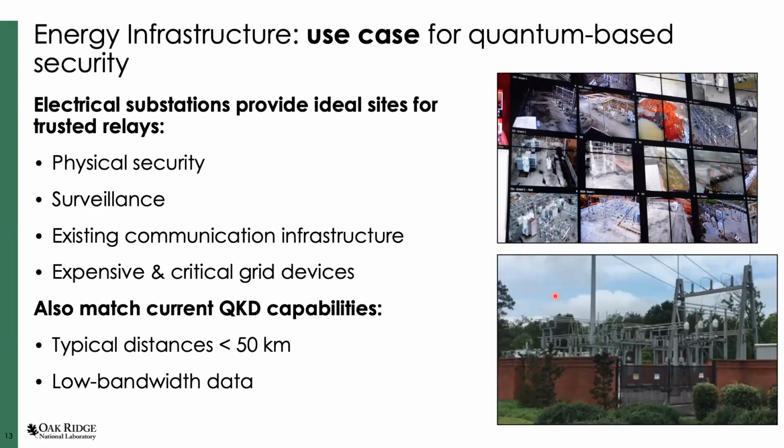Also, the way that grids are laid out is they're very concerned with power loss. And so they're arranged very linearly, and that matches very well with this trusted node architecture. Now, the other reason that it makes a really good use case is that when you deploy these grid infrastructures, you want them to last as long as they possibly can. So you might deploy something that you want to last for decades.